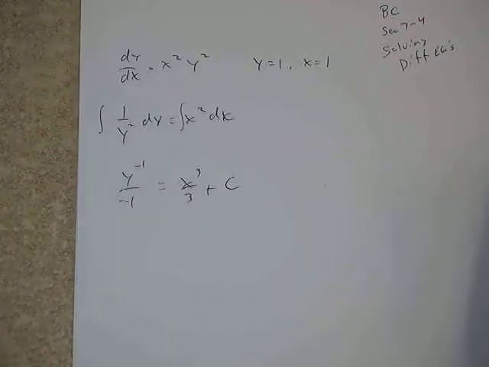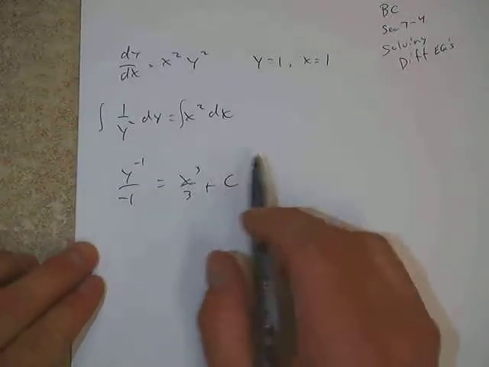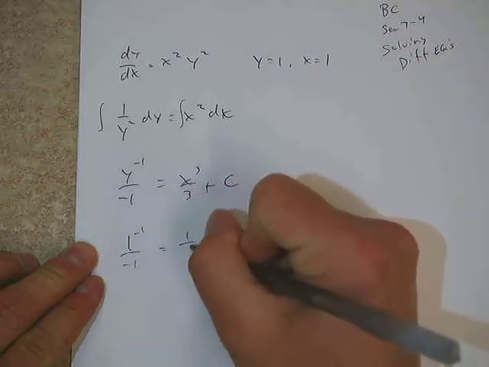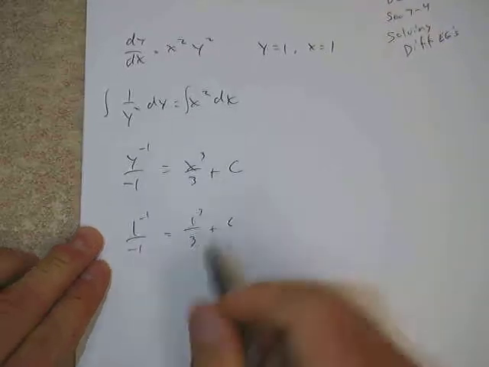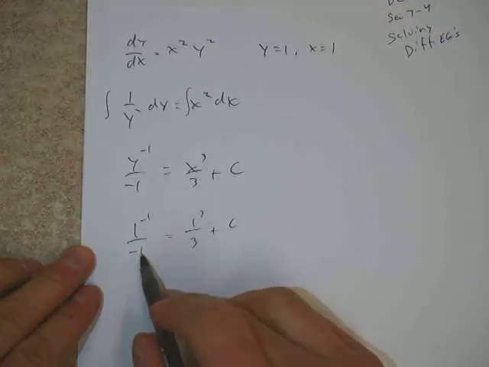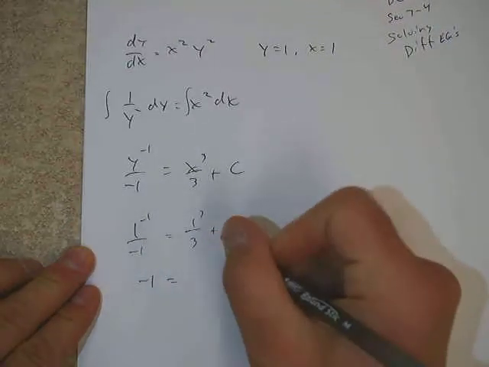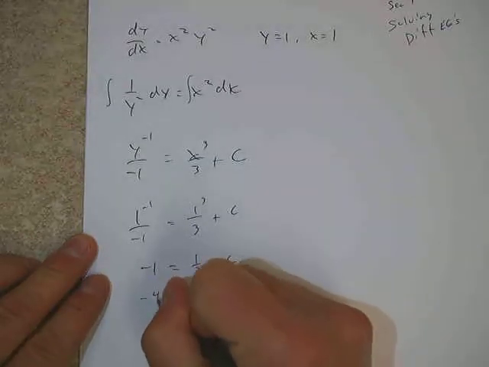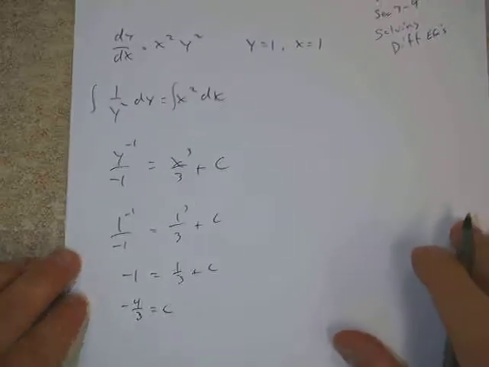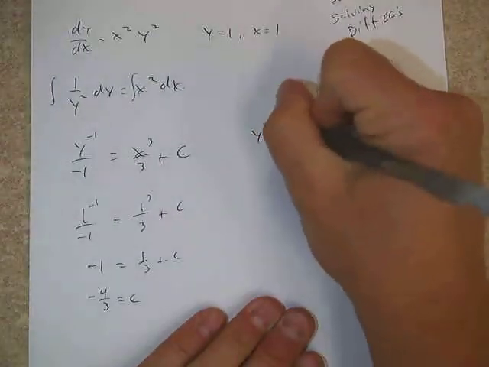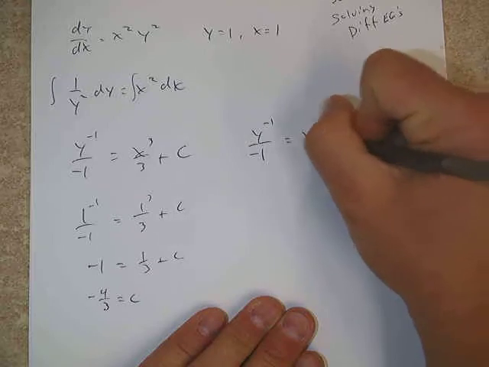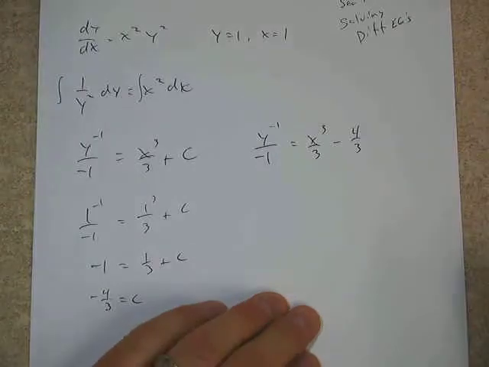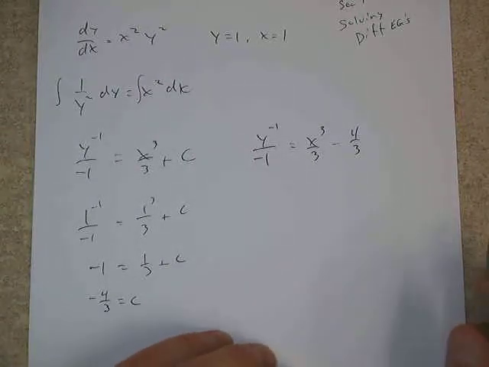As I showed last time, we will immediately put the initial condition in at this point. If we put a 1 in here, we get 1 to the negative 1 over negative 1, and we get 1 cubed over 3 plus c. Ultimately 1 to anything is 1. If we divide by negative 1, we get negative 1 on this side, and over here we get a third. If we subtract, we get negative 4/3 as our c value. And so going back to our original, we would have the following, and that would be our equation so far.